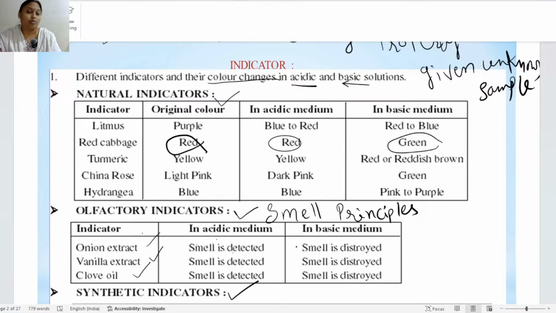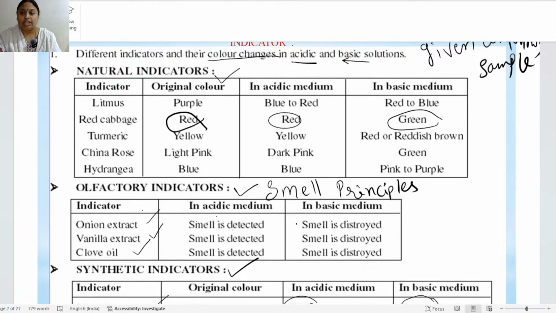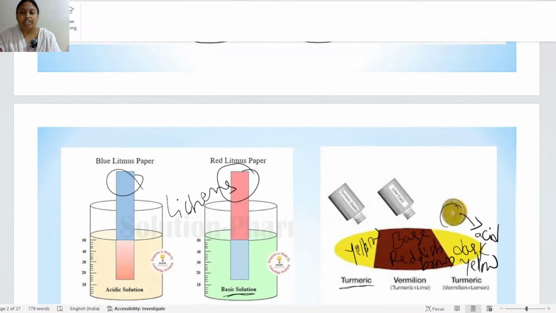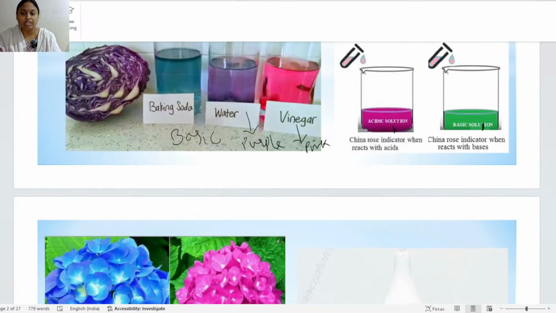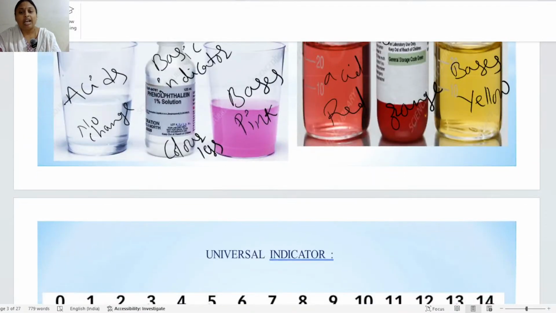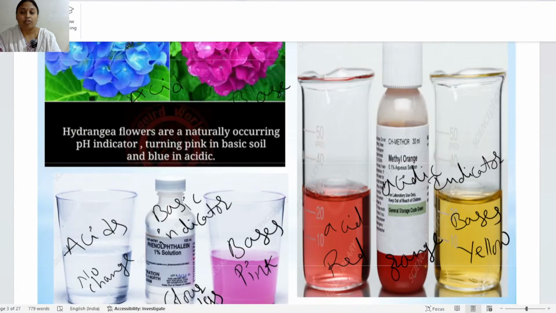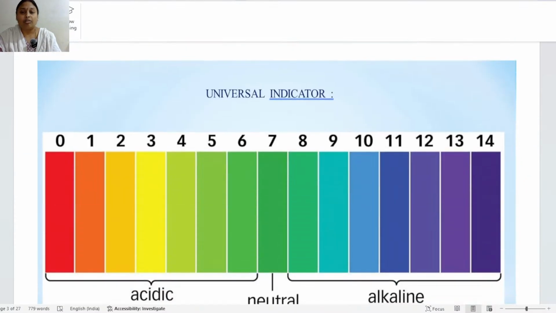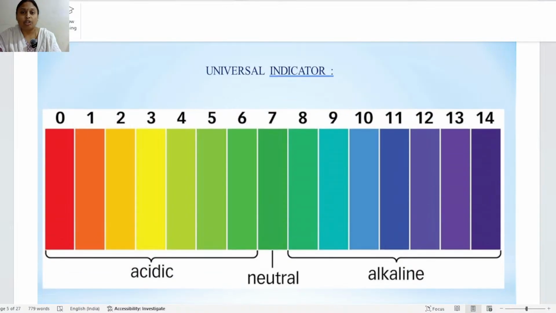Okay. So now I have completed the explanation about indicators. In that we discussed the natural indicators, synthetic indicators as well as the olfactory indicators. Now I am going to discuss the universal indicators. Here the name is given universal. What is the meaning of universal?